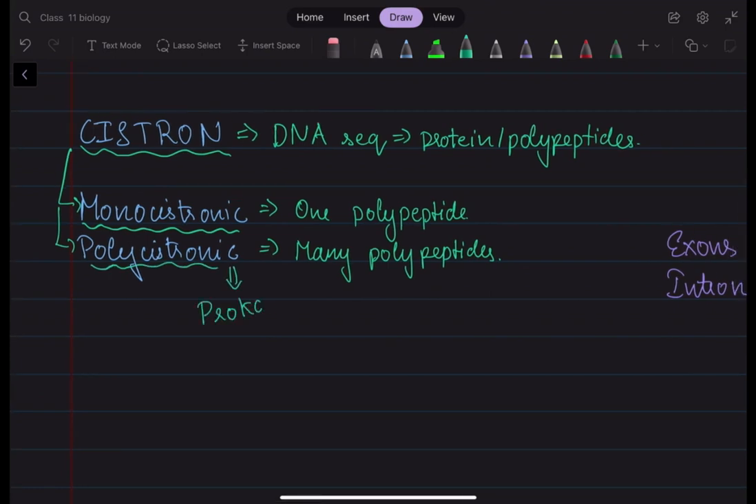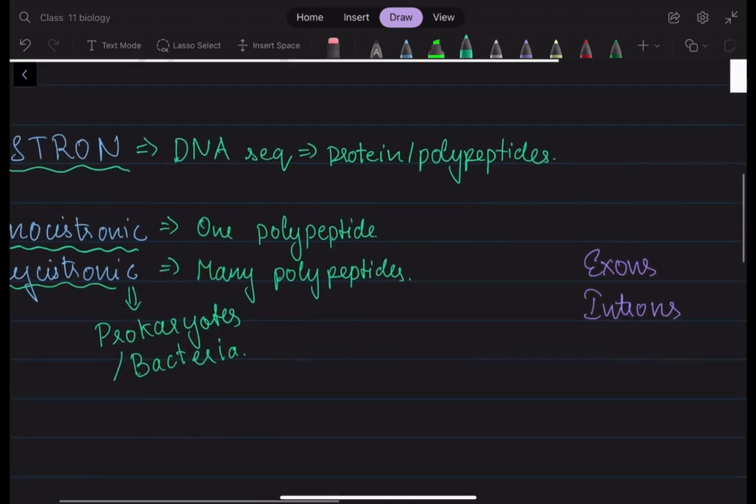Prokaryotes, that is bacteria, are polycistronic, whereas eukaryotes are monocistronic.